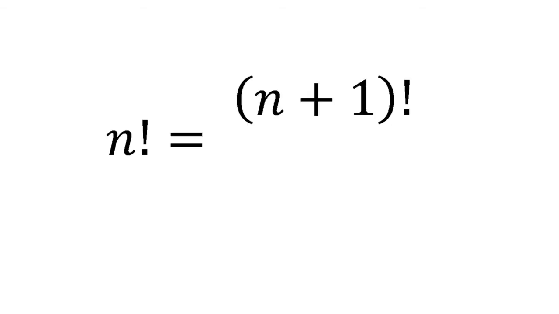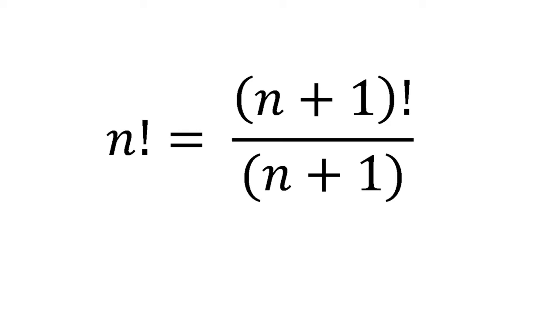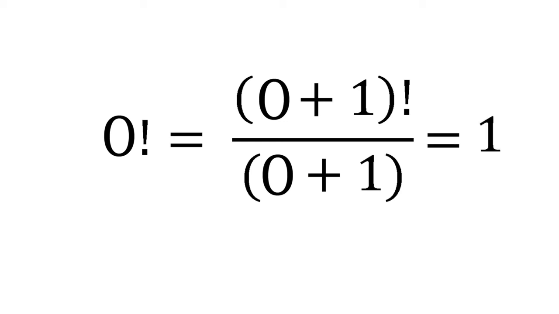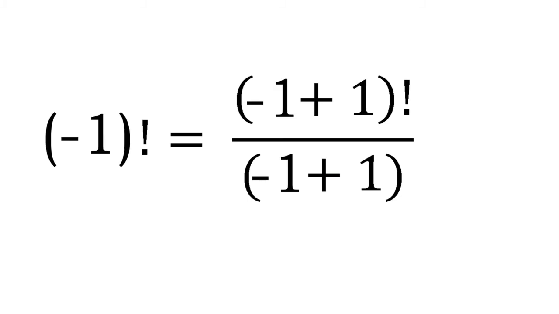Mathematically, the factorial of any number n is simply the factorial of its successor divided by that successor. If we replace n by 0, we find that factorial 0 is equal to 1. If we replace n by negative 1, we find that factorial negative 1 is undefined.